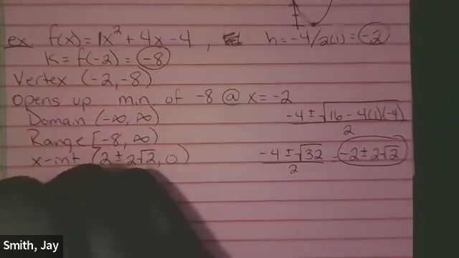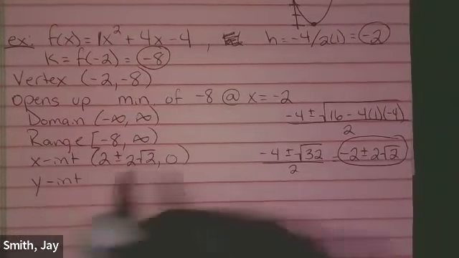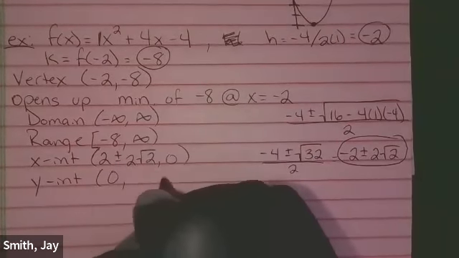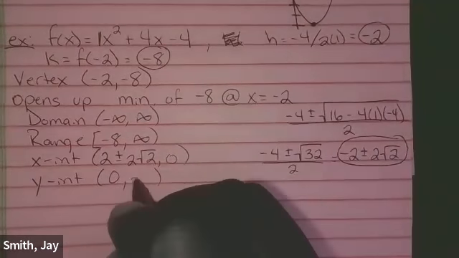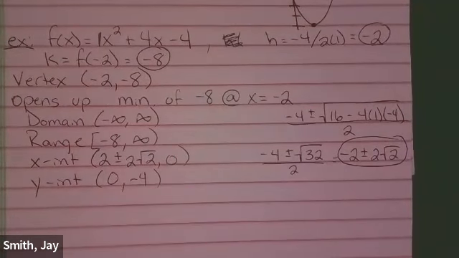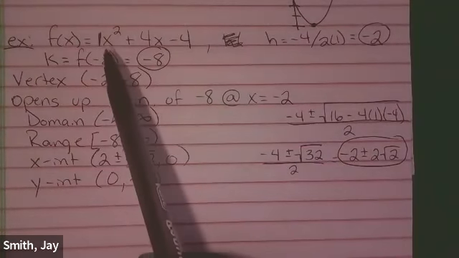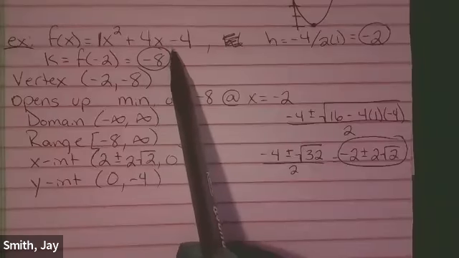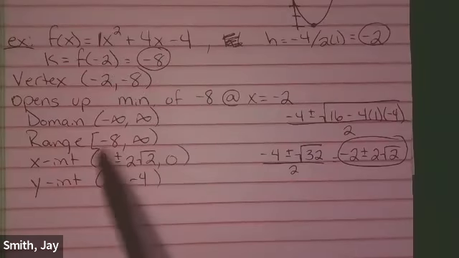For my y-intercept, remember that implies that our x is 0. And my y-intercept is going to be negative 4. Remember, in order for us to find the y-intercept, that implies that x is 0. So this would be 0 squared plus 4 times 0, or 0, minus 4. So that's 0 minus 4. My y-intercept is (0, negative 4).